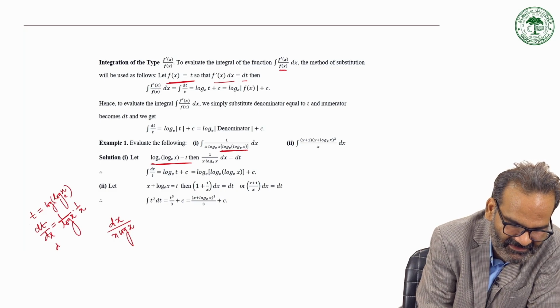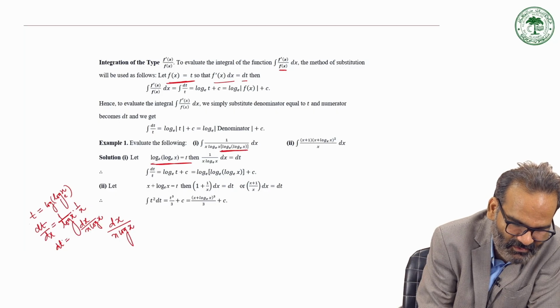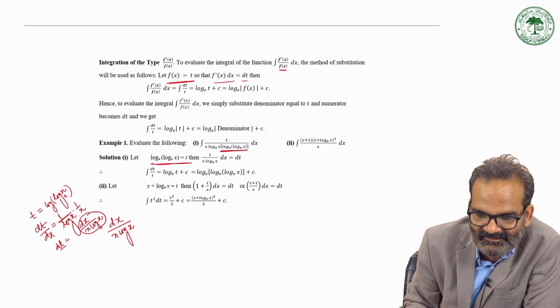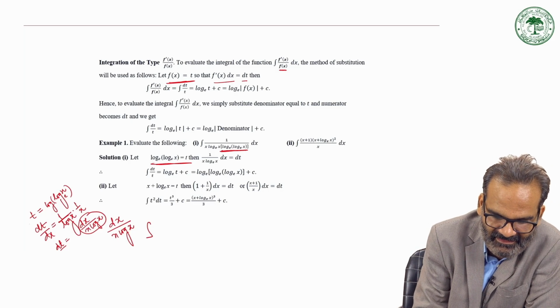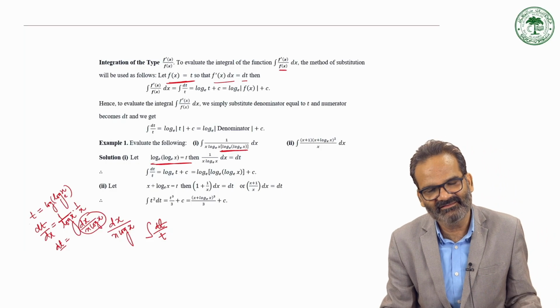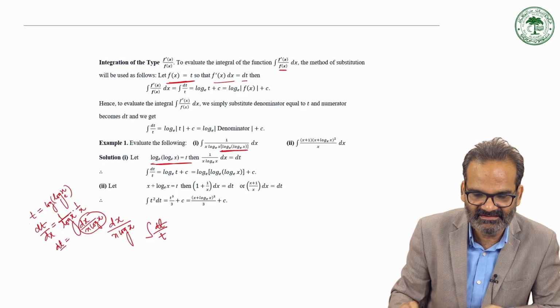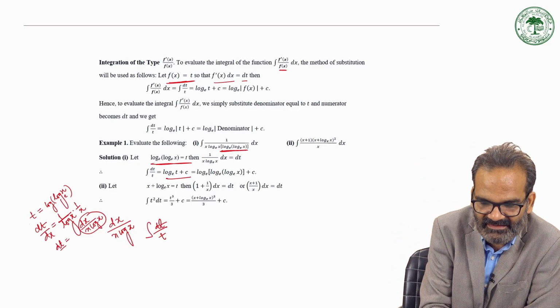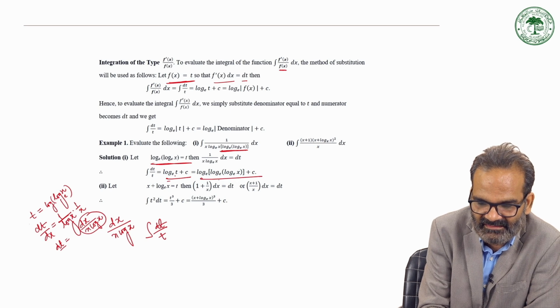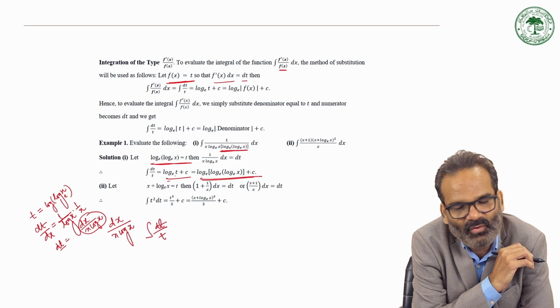See, from here dt will be what? dx upon x log x, right? So the value of dt is dx upon x log x. So this will be transformed into dt divided by t, and the integral of dt divided by t is log t plus c. Put the value of t, and you will get this as the required integral.